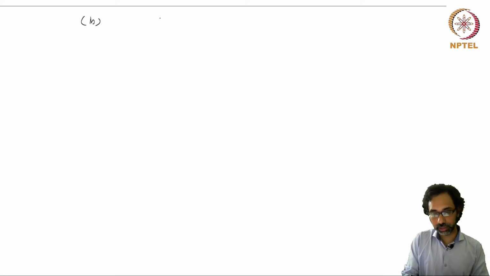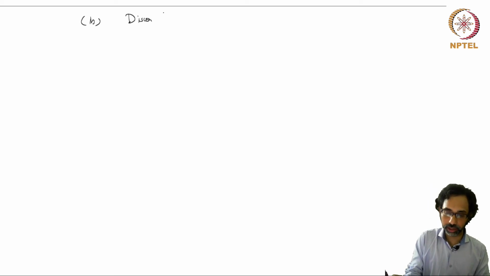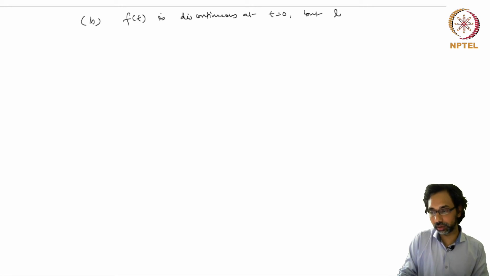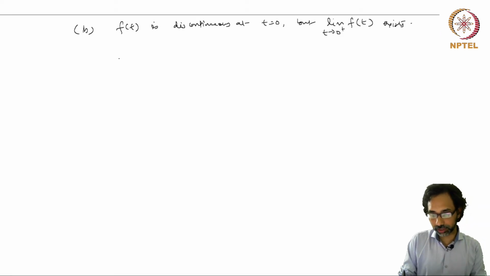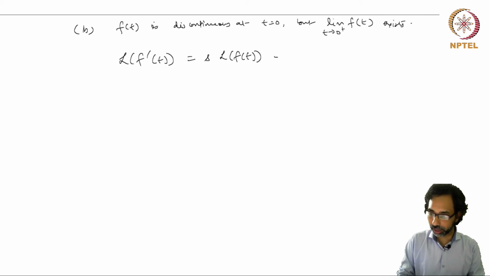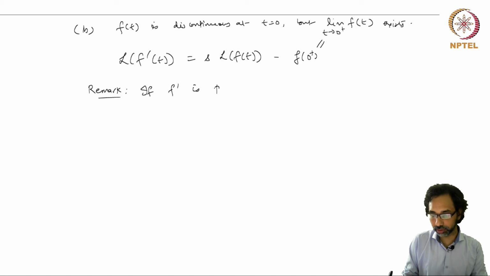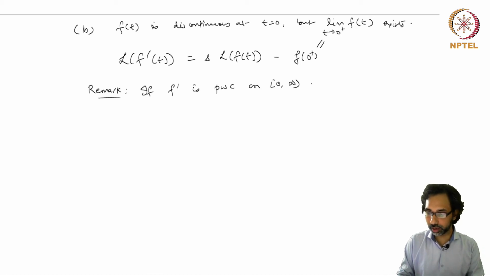Now for B, f has a discontinuity. f(t) is discontinuous at t equal to 0, but the limit as t tends to 0 plus of f(t) exists. So in this case, the Laplace transform of f prime of t is given by s times the Laplace transform of f(t) minus f of 0 plus, which is nothing but this limit here. And I'll just remark that if f prime is piecewise continuous on the whole interval 0 to infinity, then this limit exists.